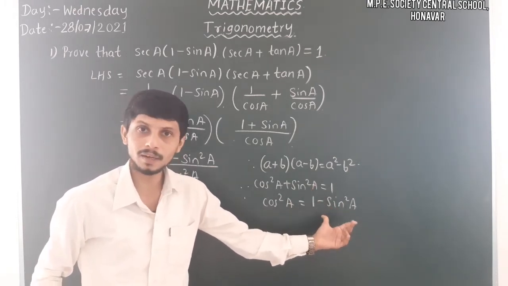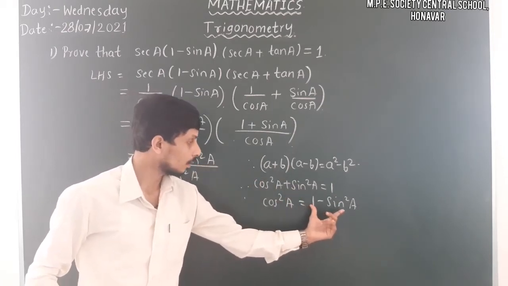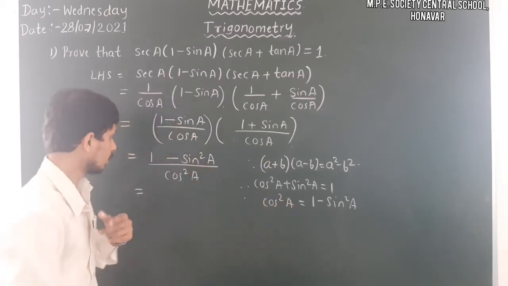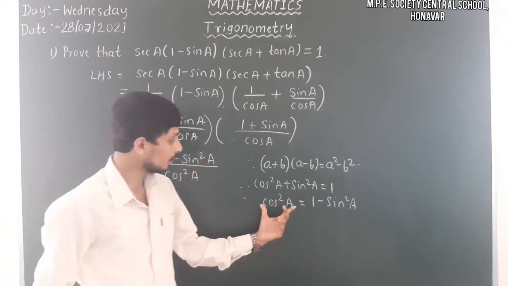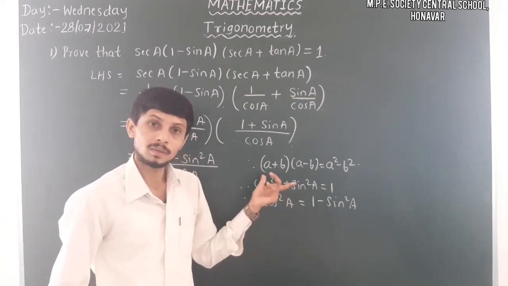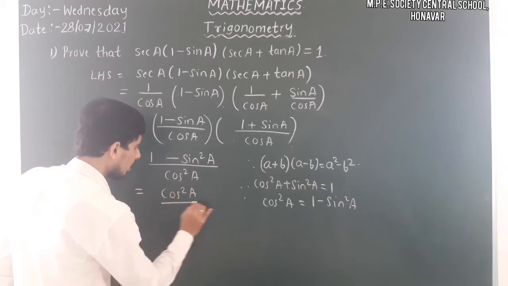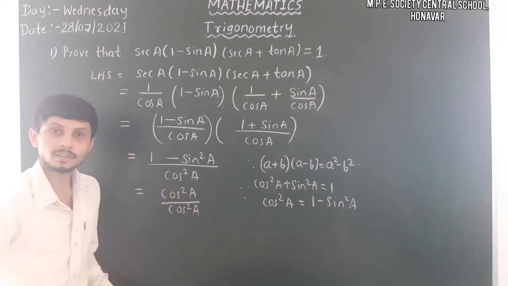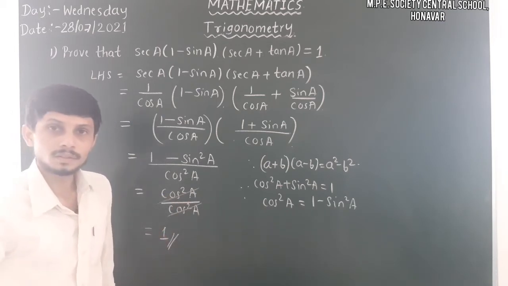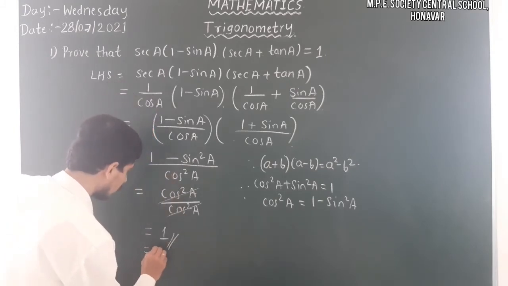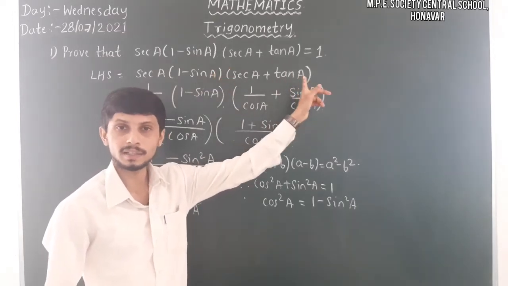So here just observe, cos square A is nothing but 1 minus sin square A as well. So here we can substitute 1 minus sin square A is equal to cos square A, because we got cos square A is equal to 1 minus sin square A from the first trigonometric identity. Substitute here cos square A divided by cos square A. Here numerator and denominator are both the same, we can cancel, it is equal to 1. So we got the RHS, that's why this is true. So this we have proved.